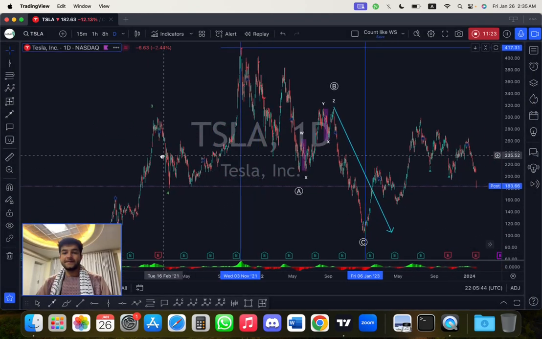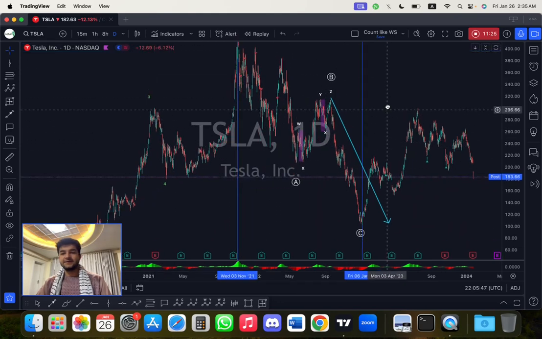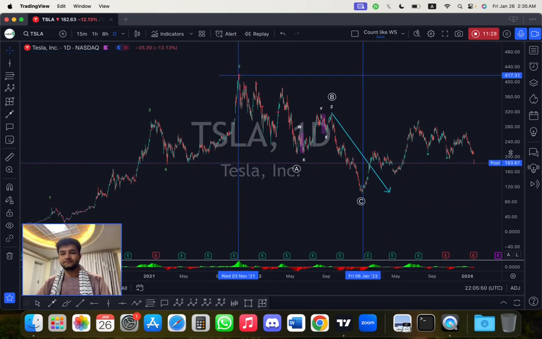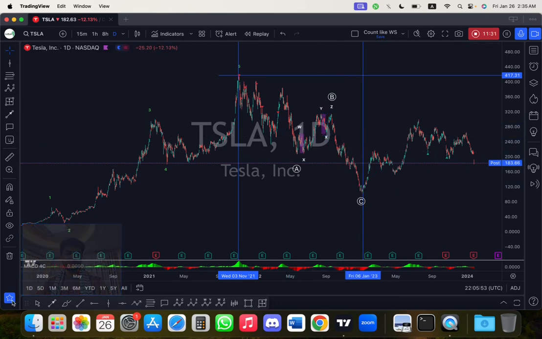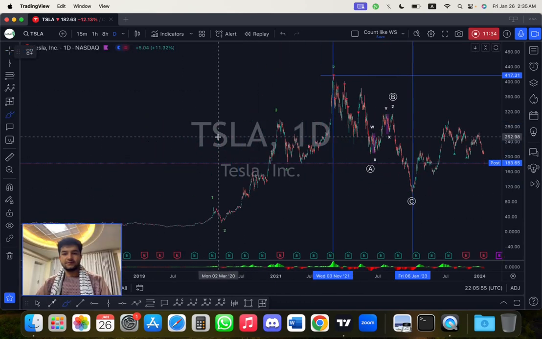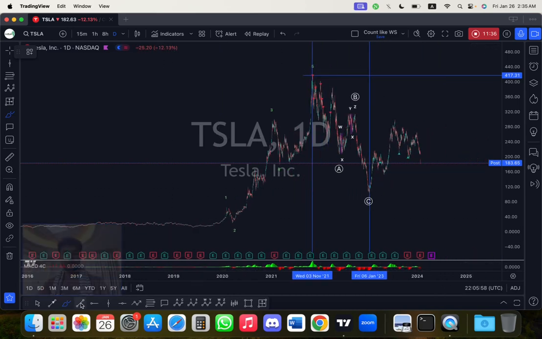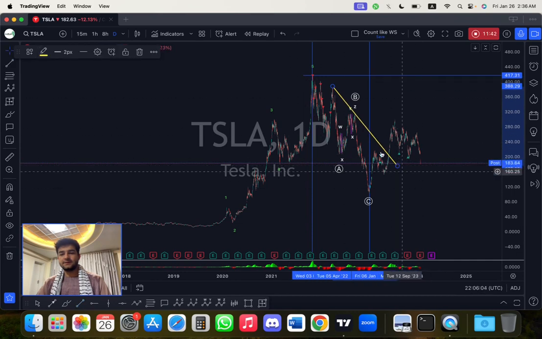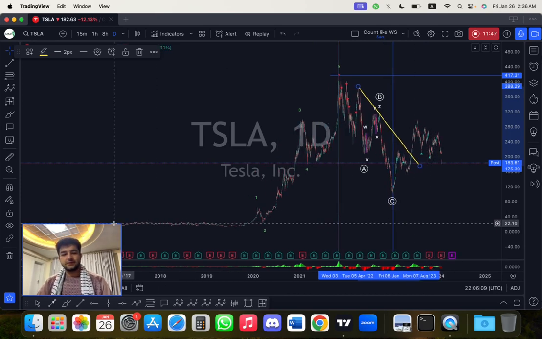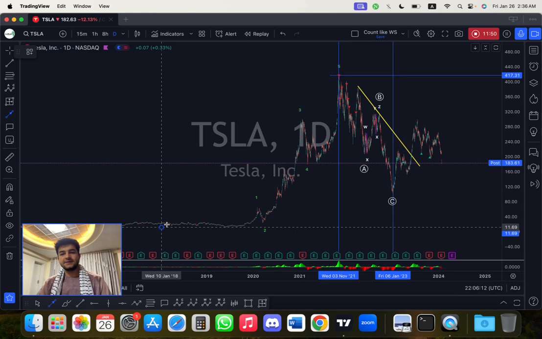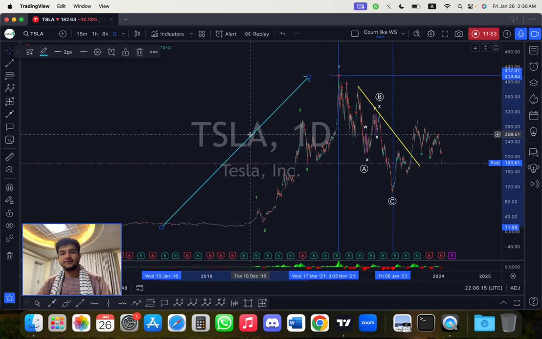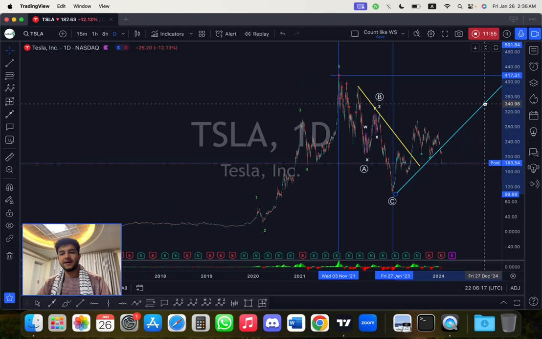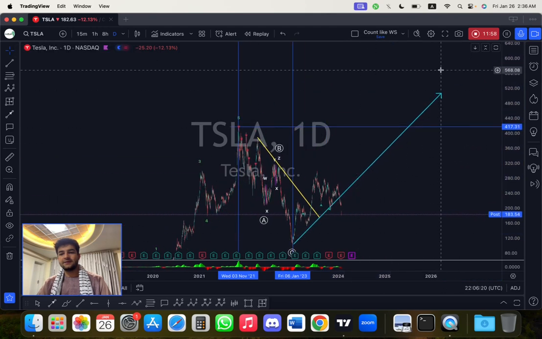Okay. If this is your ABC, this is a complete structure. This ABC is a complete structure. Do we have a trend line break after this completion of C? Yes, we have. So what shall come next by the rules is that you're likely going to get an impulse to the upside after finishing the wave C, minimum to here. That's the minimum.